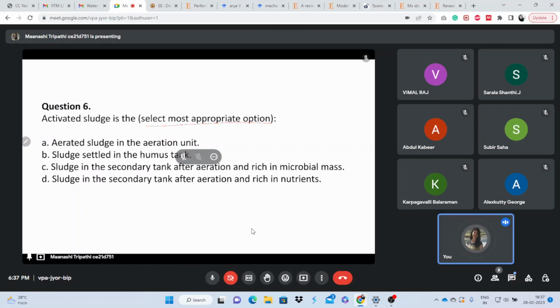We have to select the most appropriate option. Okay, that is C. Yes, the answer is very correct. Sludge in the secondary tank after aeration and rich in microbial mass. Option A is also correct, but option C is giving us more information. And as I have told you, there is one option correct. So the option which is giving us more information should be considered as the correct option. Those who have thought the answer is A, it's very, very correct, but option C is more correct.